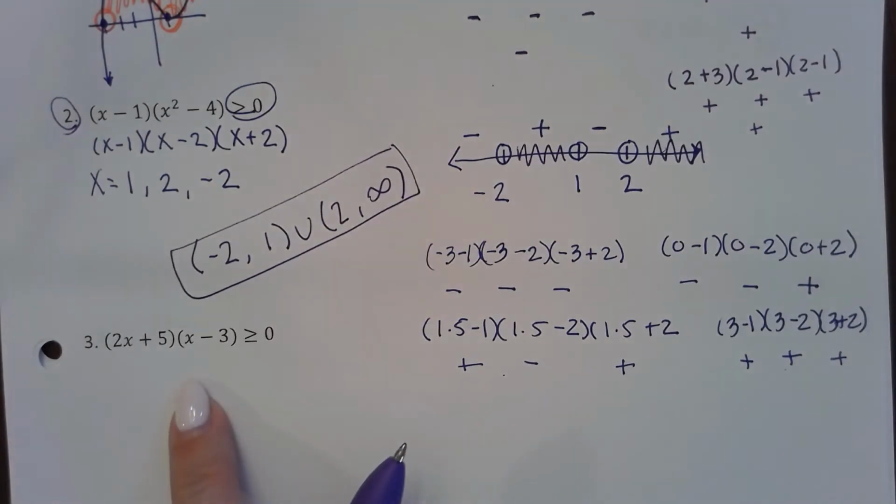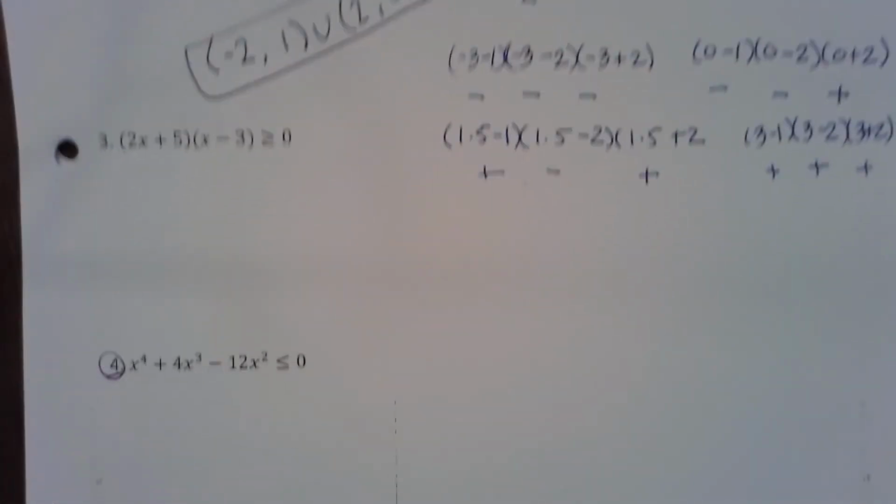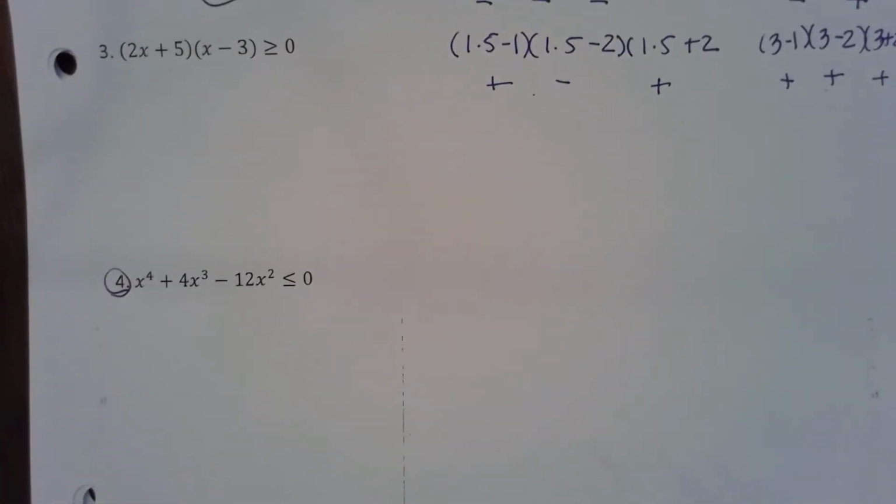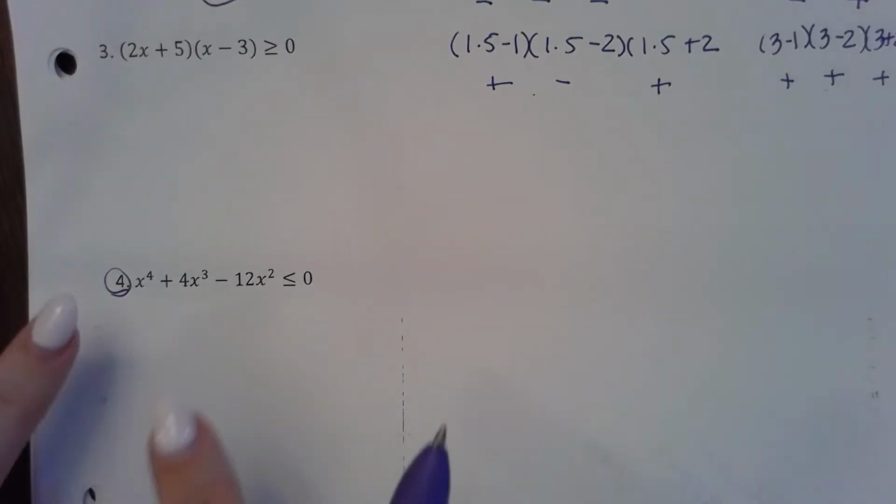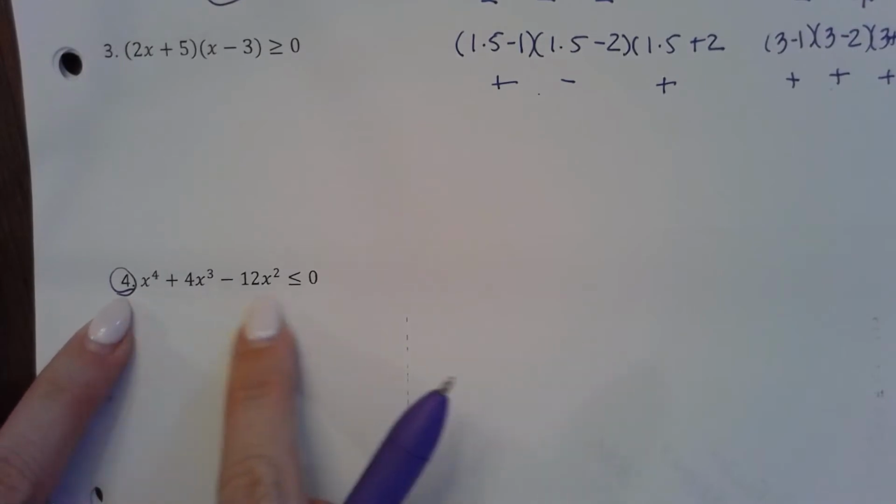Okay, why don't you guys try number 3 and then check the answer key? I'm going to move on to number 4. So on number 4, we're going to have to factor before we can figure out what the zeros are. So let's start by looking to see if there's a GCF.